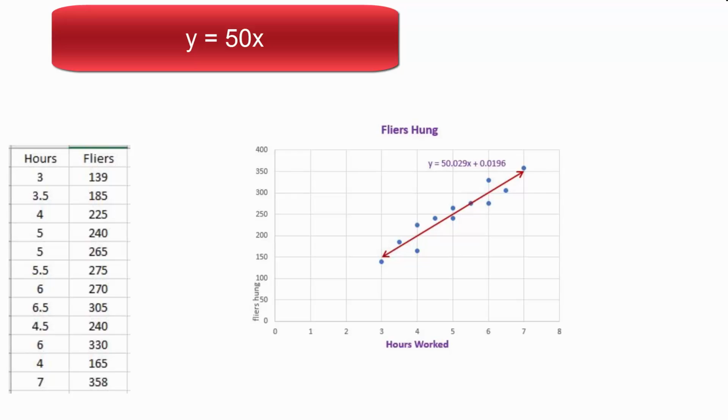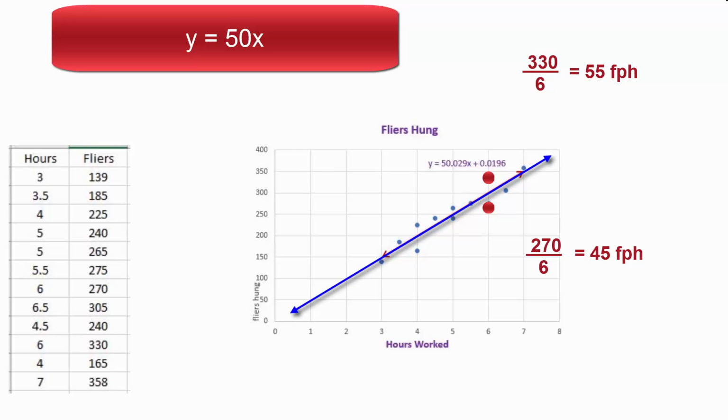Two people in the sample both worked 6 hours. One delivered 330 flyers, which is 55 flyers per hour. The other delivered 270, which is 45 flyers per hour. The regression line cuts through the data in a way that tends to average all the results. In this case, the regression line gives a rate of 50, midway between the 55 and 45 flyers per hour.